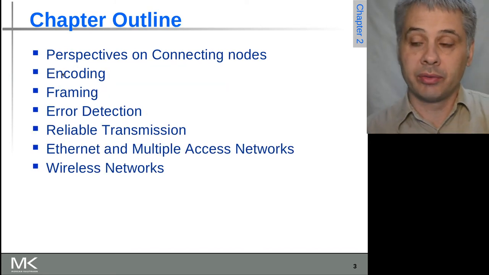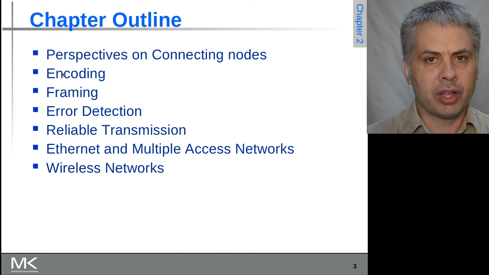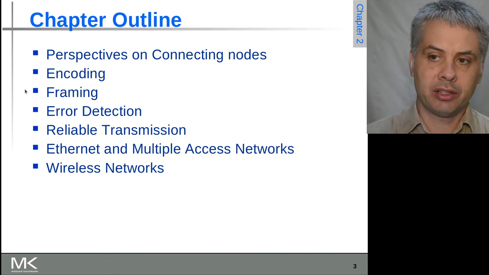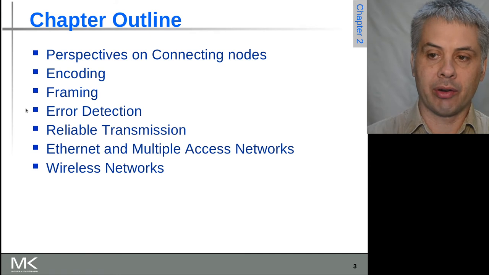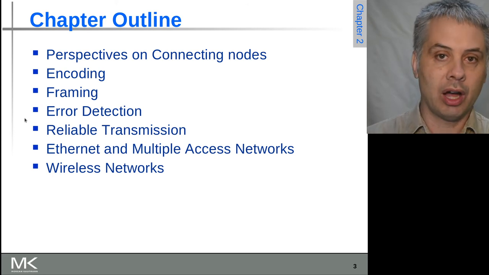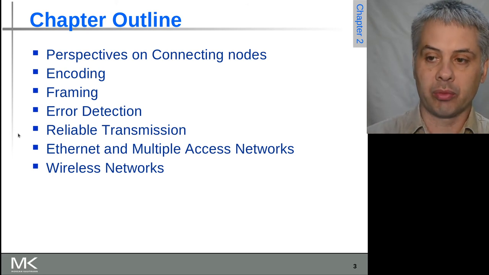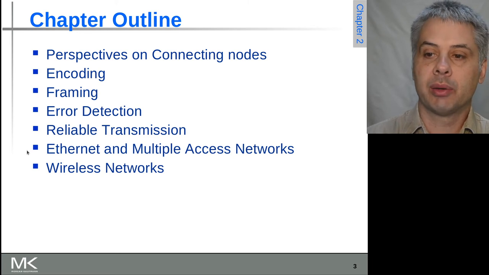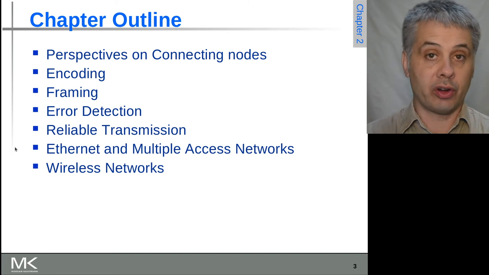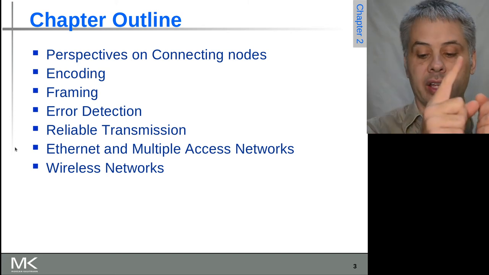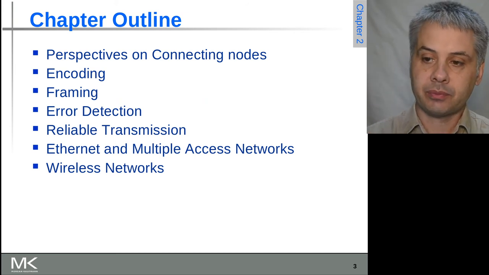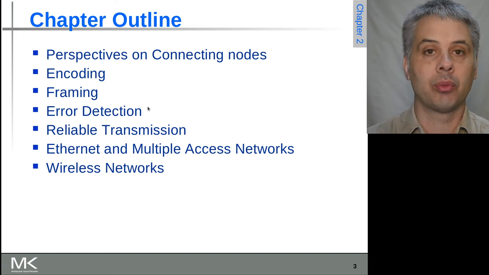So in that regard, we are going to look at the different ways that you can think about connecting nodes together. We're going to look at the way that we encode data, the way that we frame data to make discrete data units, error detection, and in some cases correction, reliable transmission of data, which of course is related to error detection. Then we'll have a good look at Ethernet and multiple access networks. So this is where more than two devices can actually be on a link. So instead of just being either end of a link, you might actually have a bunch of them all connected together. And finally, we will have a look at wireless networks as well.